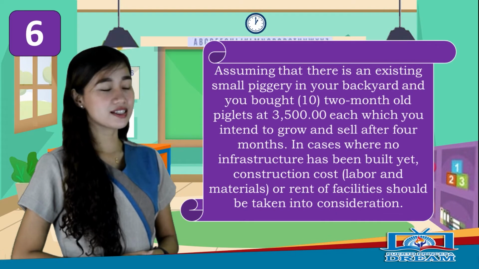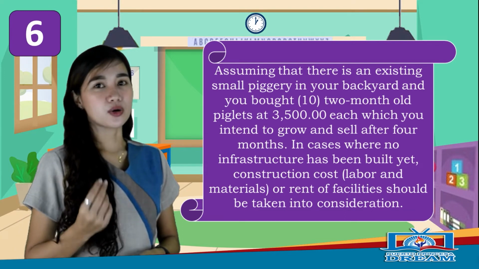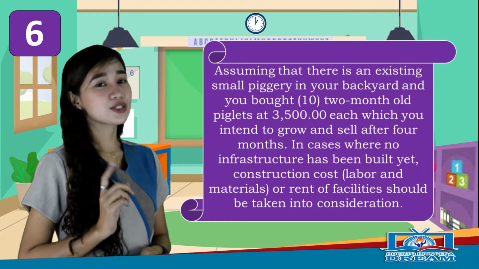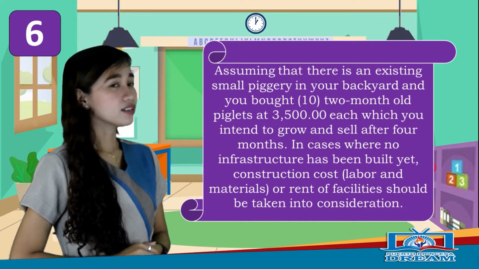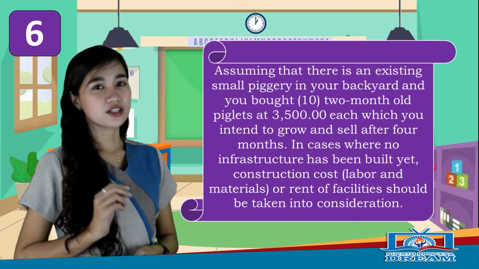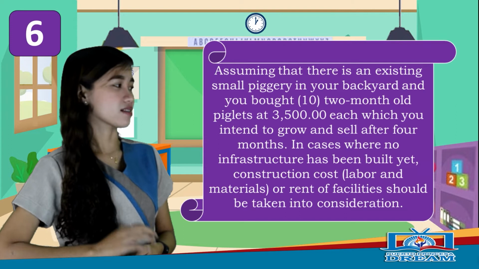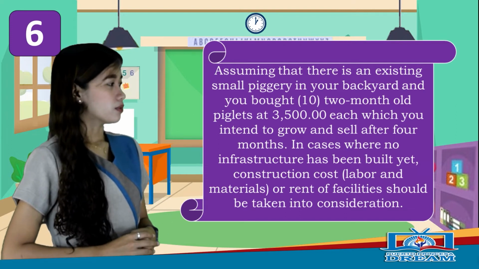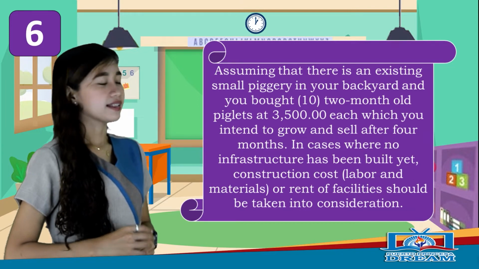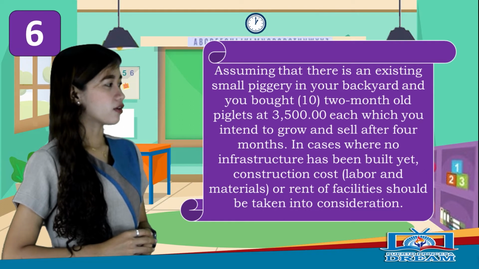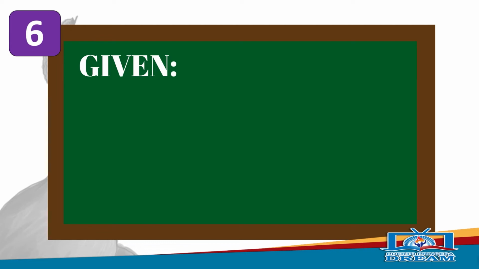Let's take a look at an example for the computation for the income of a backyard piggery doing a grow-out operation. Assuming that there is an existing small piggery in your backyard and you bought 10 2-month-old piglets at 3,500 each, which you intend to grow and sell after 4 months. In cases where no infrastructure has been built yet, construction costs, labor and materials, or rent of facilities should be taken into consideration. Here are the given.